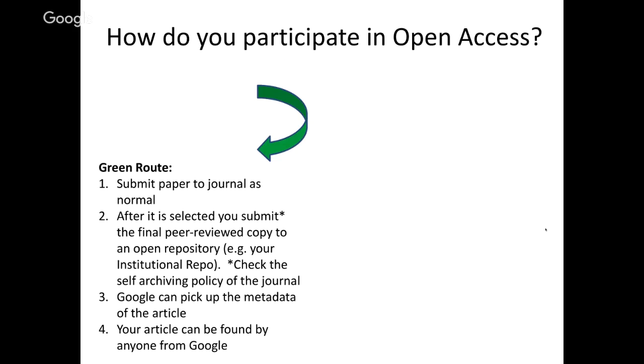Once you have submitted this into the repository, Google can pick up the metadata of your article. Google has software that allows it to do so, since your repository is an open repository. And once your article is indexed in Google, it can be found by anybody using Google. So in a sense, your paper is open access. So this is the green route. Now, the other route is the gold route.